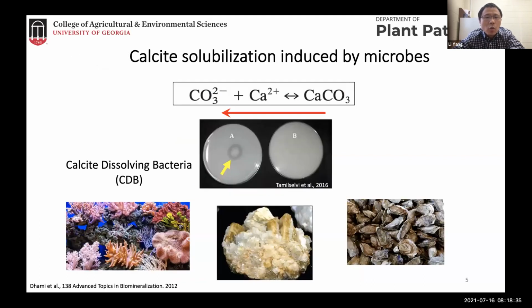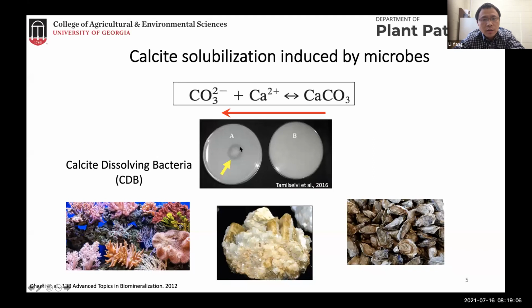Interestingly, one group of bacteria, present across a diversified taxonomy, can dissolve insoluble limestone, for example calcium carbonate, into soluble calcium and eventually increase the bioavailability of calcium in soil. Here I'm showing you one example of a calcite dissolving bacterium, which we call CDB, on a plate.